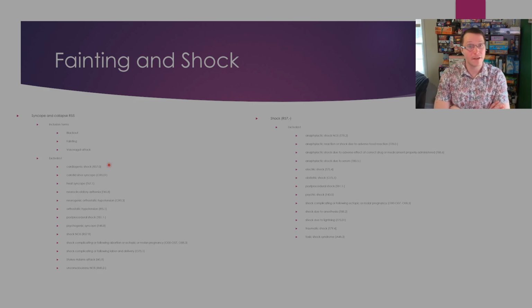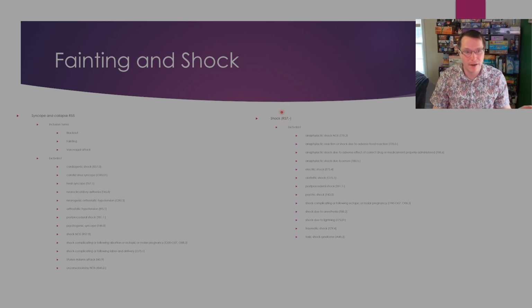All we have left are the fainting and shock codes. Fainting and shock obviously have their own bunch of exclusions too. And once again, as you can see, for shock, it's pretty much all definitive shocks. If you have a more specific shock code, use those specific shock codes. Syncope is actually excluded by shock itself and a bunch of other shock codes here, as you can see. And then it's excluded by more specific syncope codes as well. So just be careful with these 2 codes.